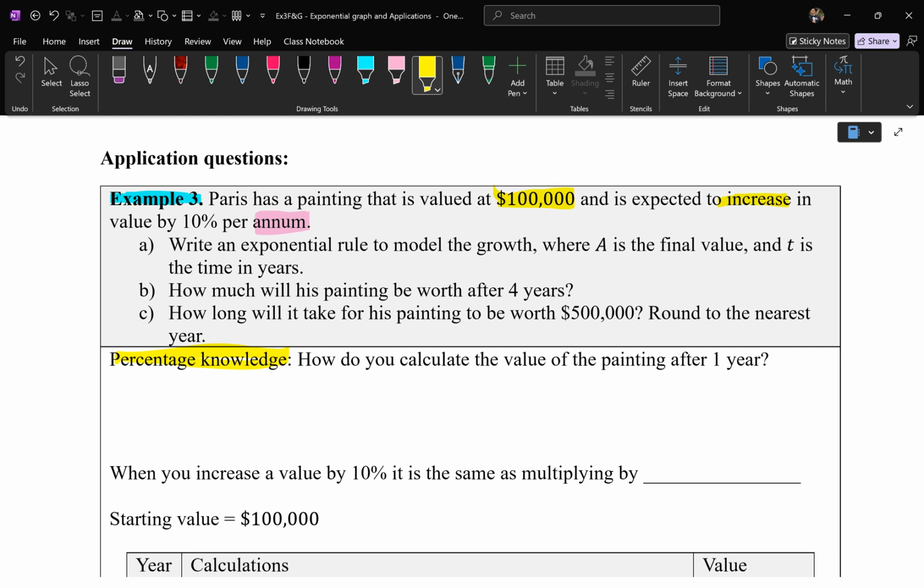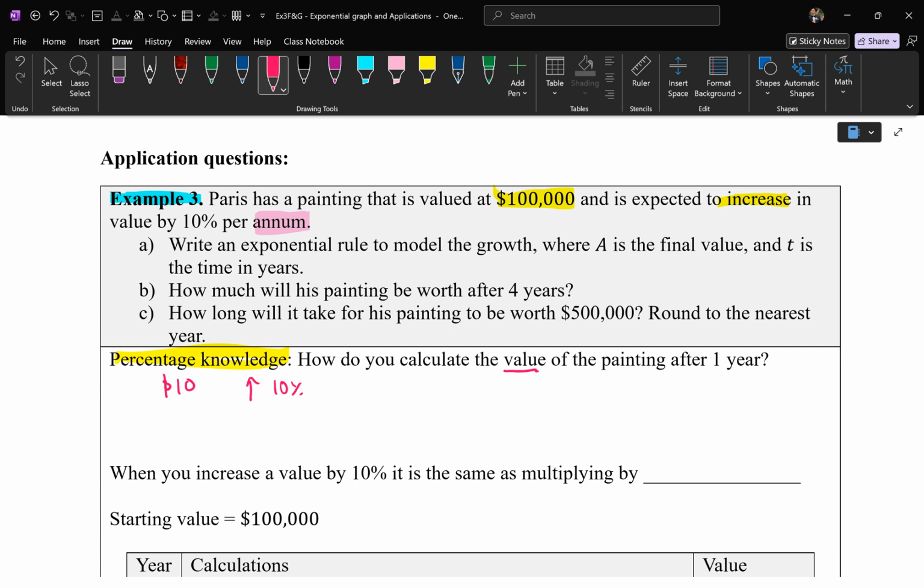Okay, so from year 7 to 9, you would have learned percentages. Now let's think about it. How do you calculate the value of a painting after 1 year if you know it increases? So $100,000 increases by 10%. How do you work out something that increases by 10%? So let's say if I change that $100,000 to $10, what would it be if I increased it by 10%?